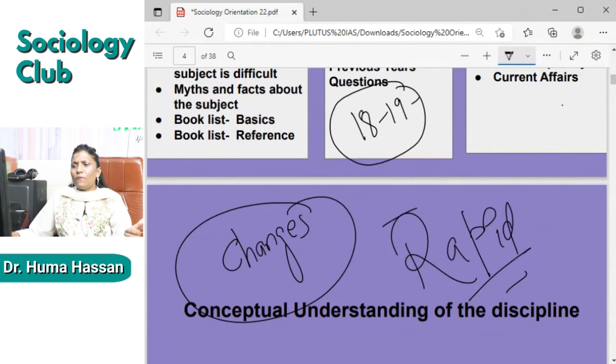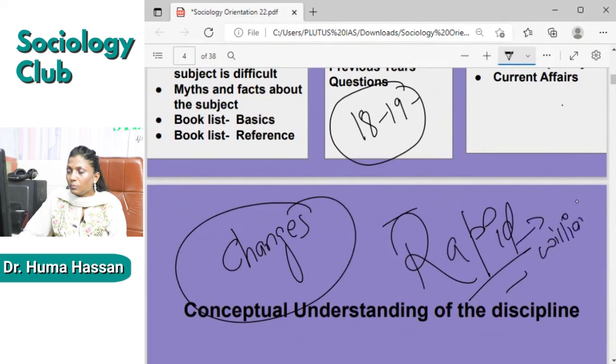So I would say that in the conceptual understanding of the discipline, one must understand it in a very easy manner. This is what I would say. And here you can talk about various thinkers. I generally talk about William Ogburn, who has talked about technology in a very precise manner.